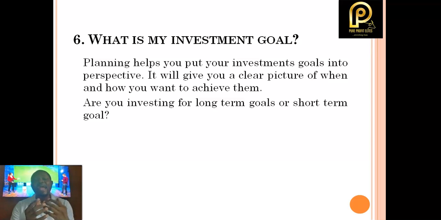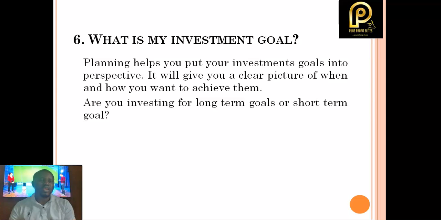So I say planning helps you put your investment goals into perspective. So you need to plan your investment. You need to plan it because it helps you to put your investment goals into perspective. It will give you a clear picture of when and how you want to achieve your goals.